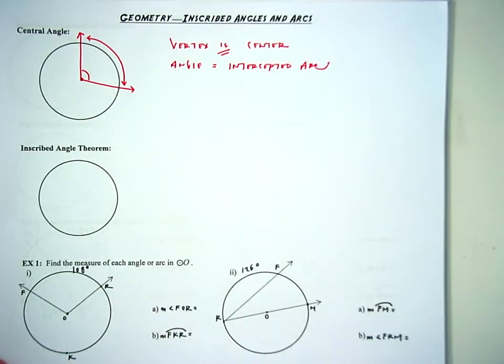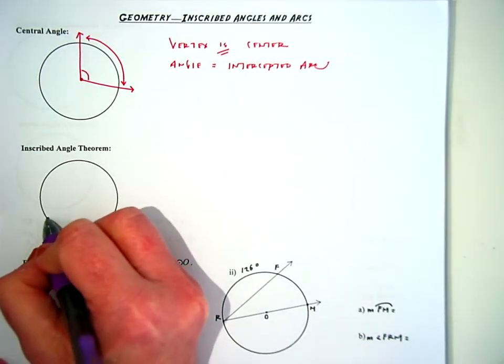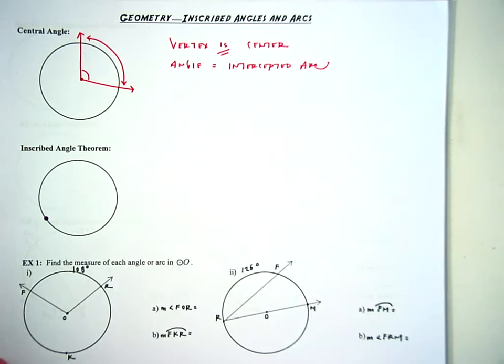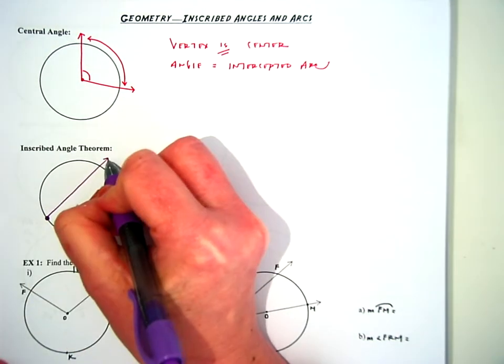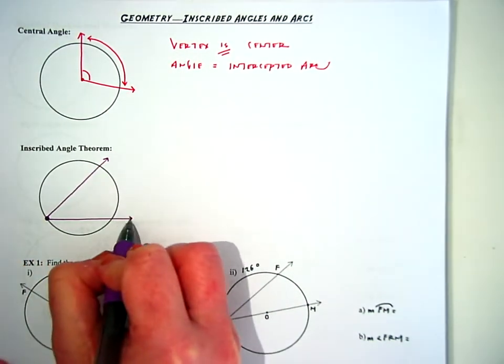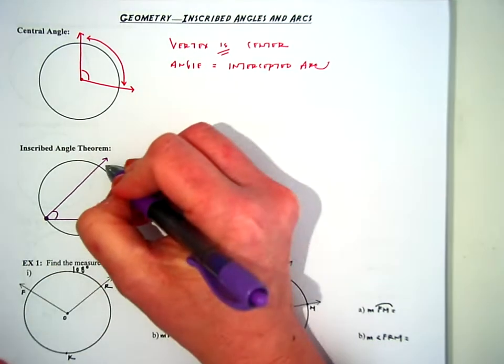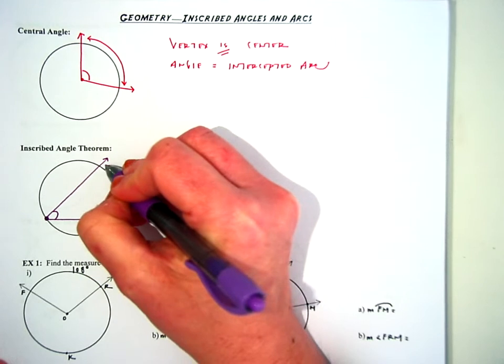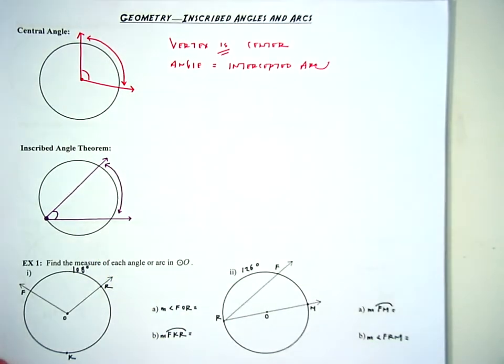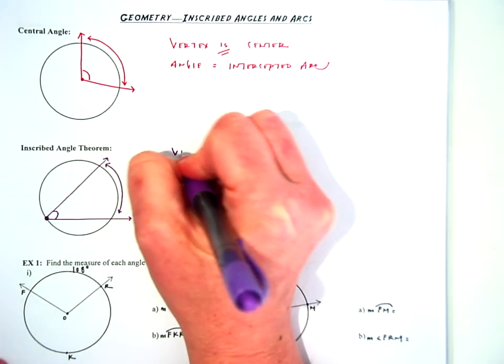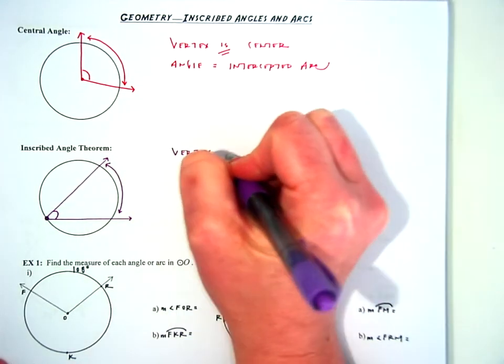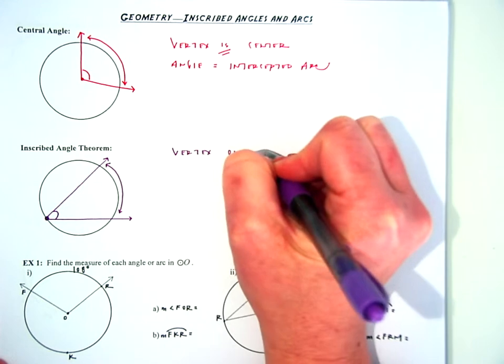Okay, the next angle that we talked about was an inscribed angle. And when it's an inscribed angle, the vertex is somewhere on the circle, like so. Let me draw a ray here, and then a ray here. So the inscribed angle would be this angle right here. And then from here to here would be its intercepted arc. So again, the way to identify that it's an inscribed angle is knowing that the vertex is on the circle.